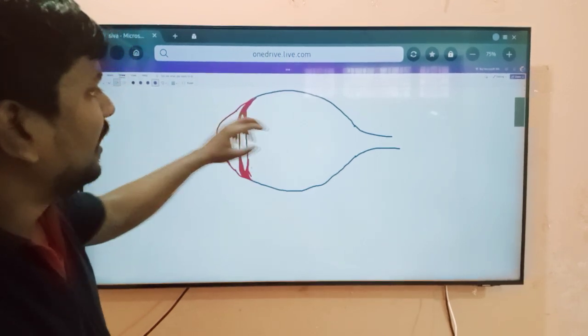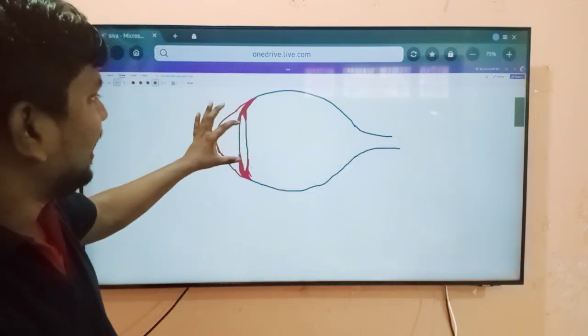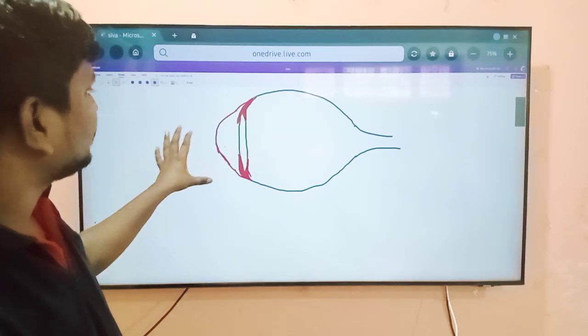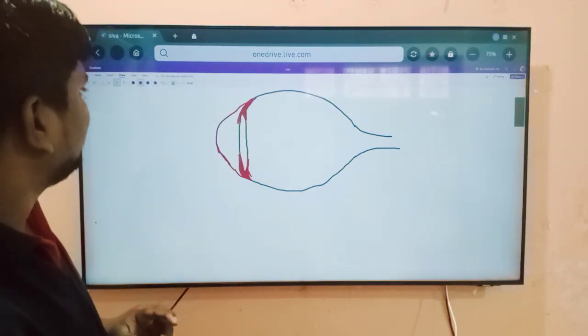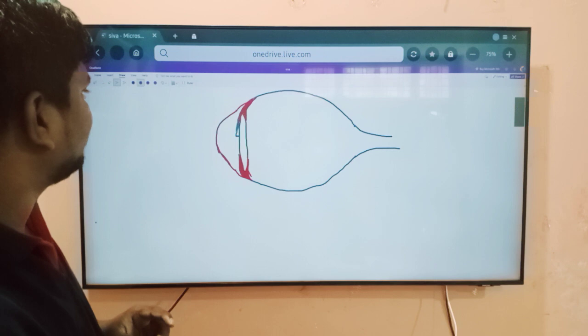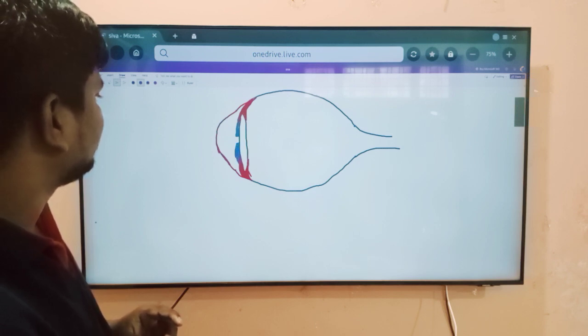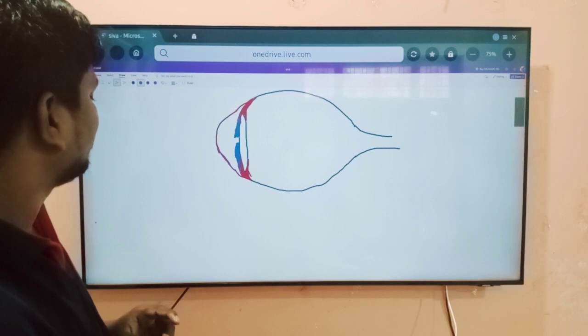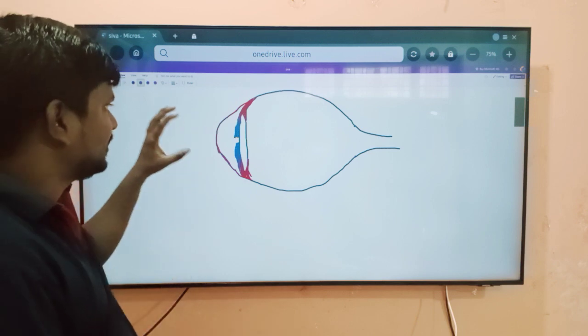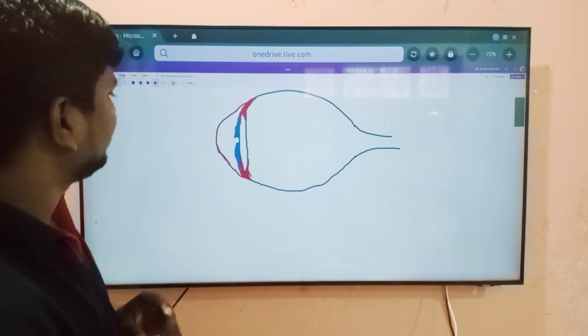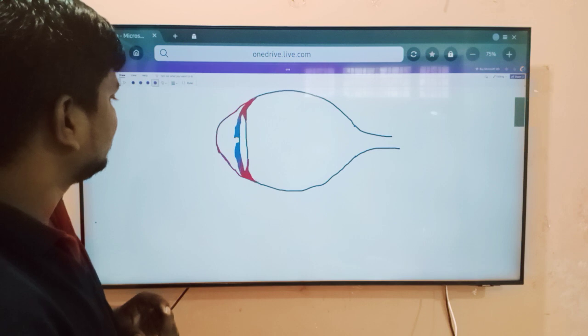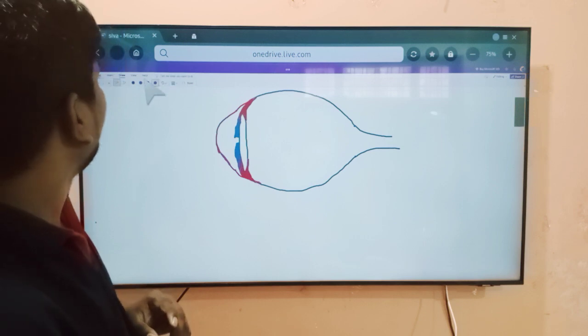So this is the cornea and this is the optic nerve, and here the ciliary muscles and the eye lens. You can see one more here, the iris part, the entire iris will be there. Here also, so you can consider this the iris. So this is about the human eye, and you can consider colors like this. Okay, done.